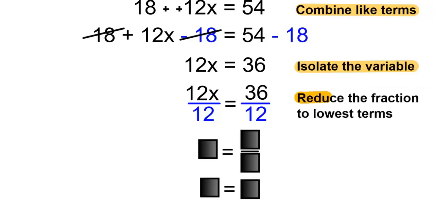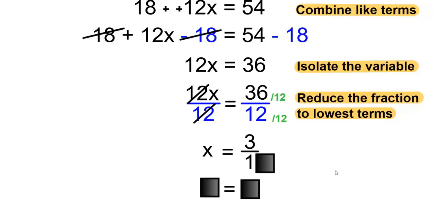Reduce the fraction to lowest terms. So the times 12 and divided by 12 will cancel, leaving us with x. And for 36 divided by 12, these can both be reduced by dividing by 12. 36 divided by 12 is 3. And 12 divided by 12 is 1. So x equals 3 over 1. And this can be written as x is equal to 3.